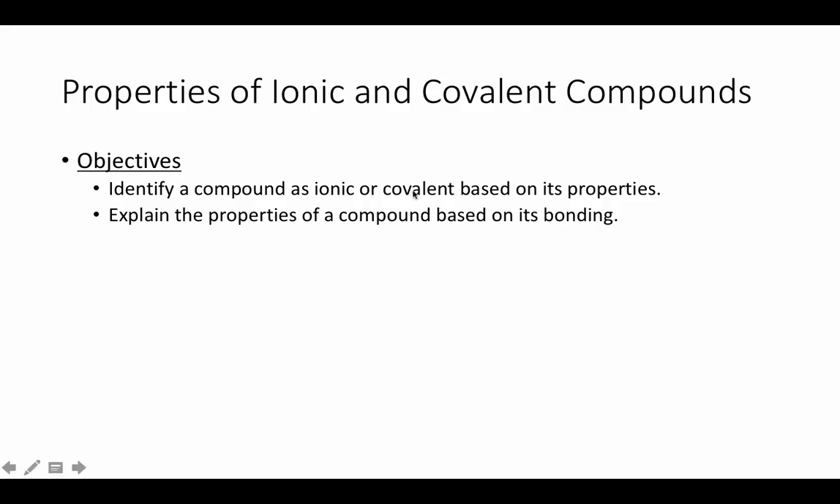Okay, we're going to talk about properties of ionic compounds and covalent compounds. At the end of the screencast, you should be able to identify a compound as either being ionic or covalent based on its properties. And you should be able to explain, and this is perhaps the harder part, those properties of a compound based on its bonding or on attractive forces that are present.